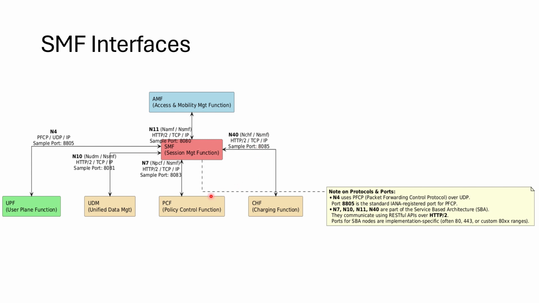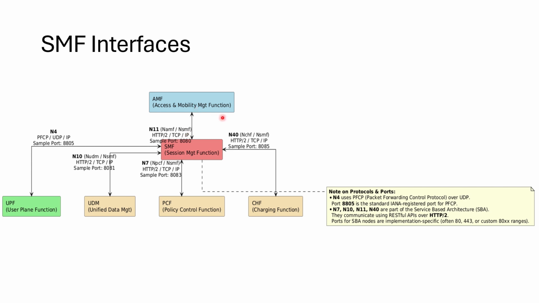Next, we have the SBI based interfaces, that is N11, N10, N7, and N40. These interfaces use HTTP2 over TCP/IP, which is essential for the 5G based architecture, that is SBA. Instead of rigid point-to-point telecom protocols, these network functions act like microservices communicating via RESTful APIs. Here we have the N11 interface, that is from SMF to AMF.